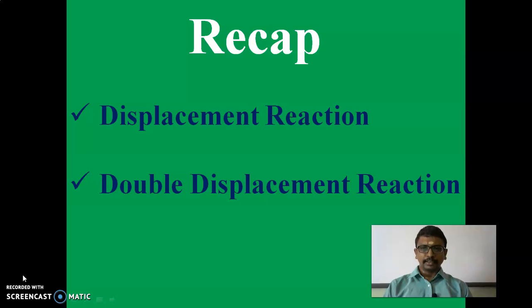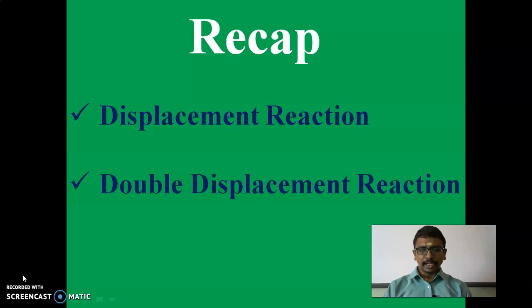The last class we discussed the types of chemical reactions. So what are the types? Yes, combination reaction, decomposition reaction, displacement reaction, and double displacement reaction. In the last session we discussed the displacement reaction and double displacement reaction.